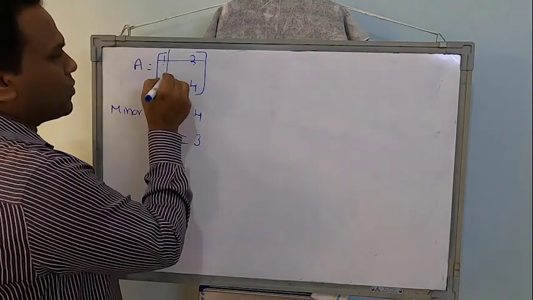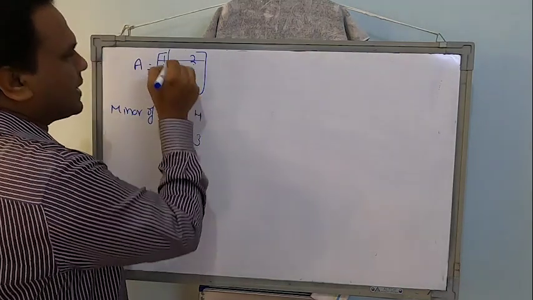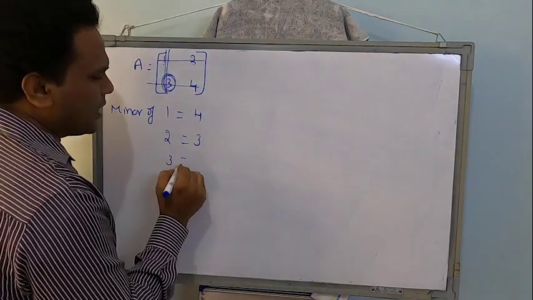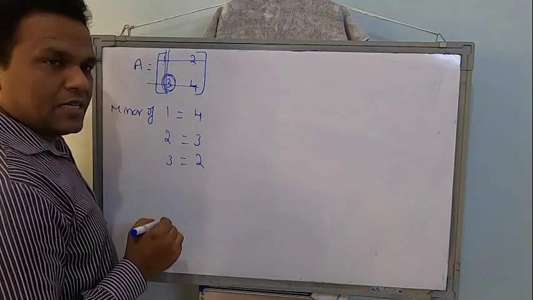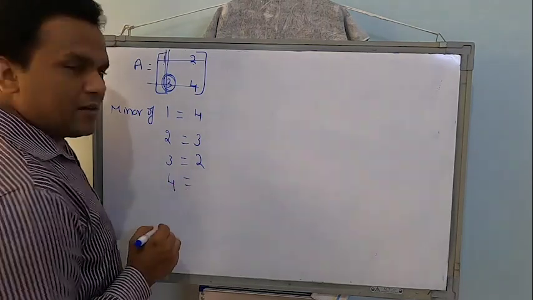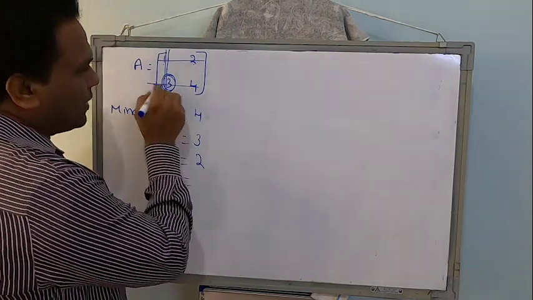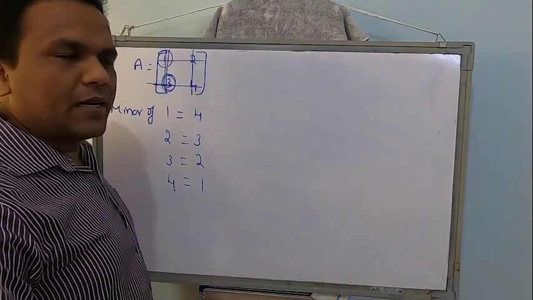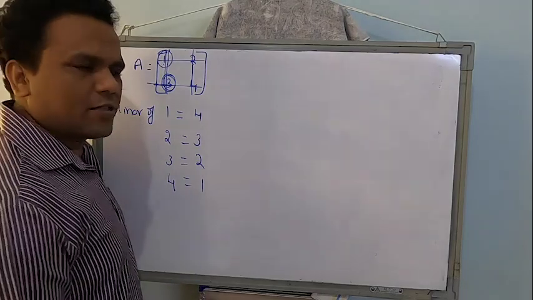Now let's come to this one. Minor of the element 3, it's an element of second row and first column. The remaining element is 2. So minor of the element 3 equals 2. Similarly, minor of the element 4. If you leave this column and row, the remaining element is 1. We got the minors. Minor for a 2 cross 2 is quite easy for us.